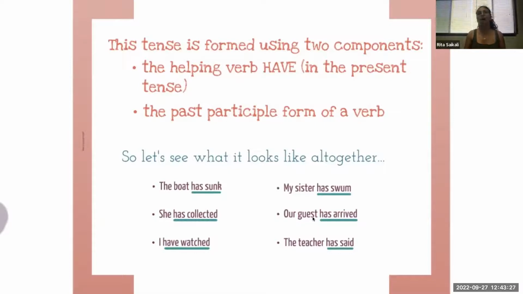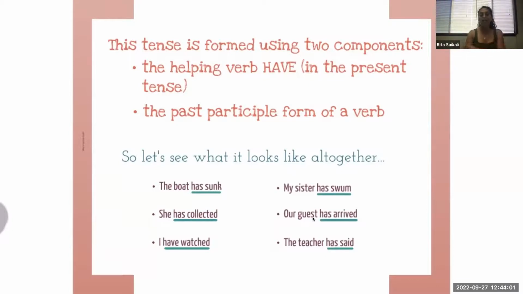I have played with her before. She has collected. That looks the same as the past tense, right? You just add ED for regular verbs. That's it. If it's conjugated normally, then it's just the past form of it. If it is an irregular verb, odds are there's a past participle that you can check your list for.